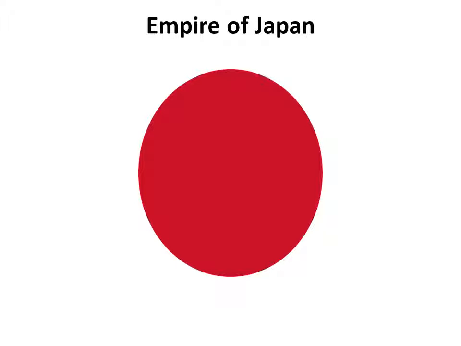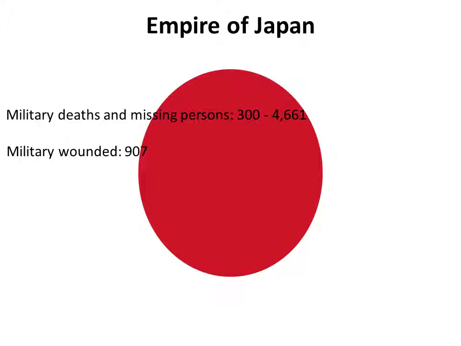The Empire of Japan. Military deaths and missing persons 300 to 4,661. Military wounded 907. There is no recorded number for civilian deaths and missing persons.